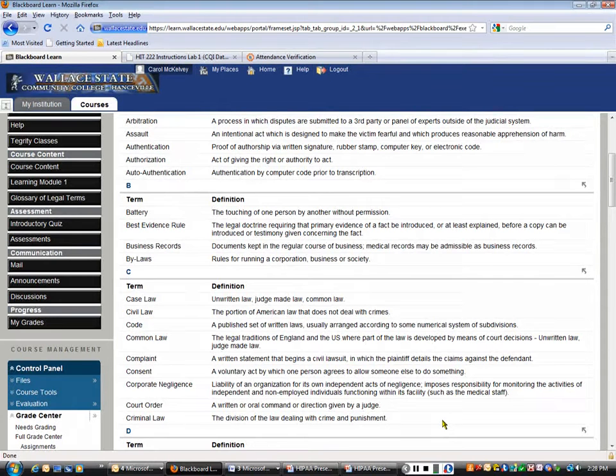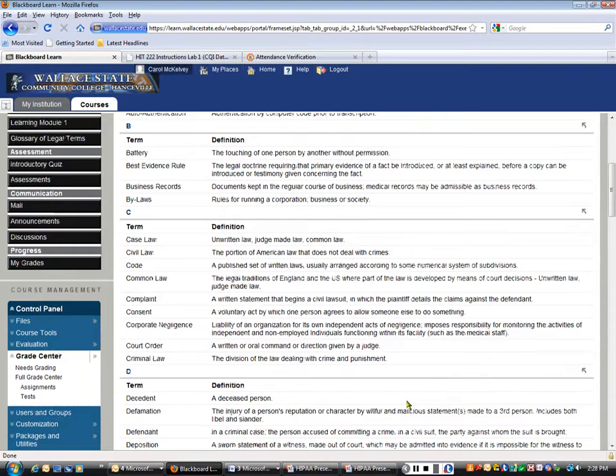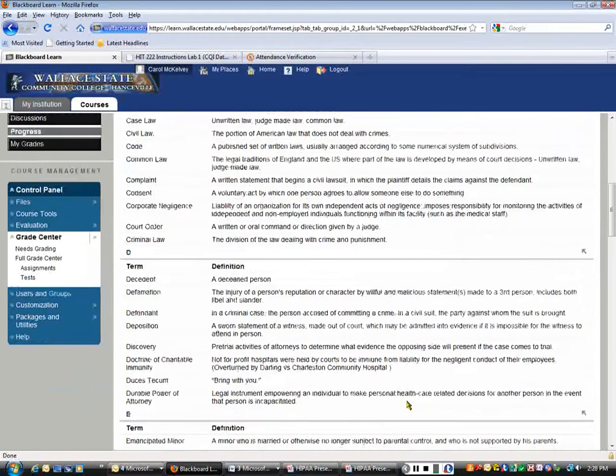Criminal law, the division of the law that deals with crime and punishment. So where we had civil law, and that's when there are no crimes involved, where it's one individual suing another, we also have criminal laws, and these deal with the people that break the law and have committed a crime. Decedent, that's just the legal name for a deceased person.